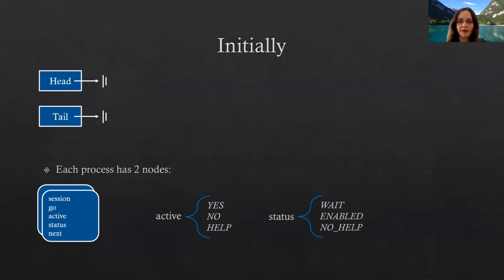Each node contains 5 fields. Session represents the session this process wants to attend. Go indicates if the process may enter its critical section or it must wait on it by local spinning. Active indicates if the node which represents a process's request is still active or may be released. Status indicates if the process is enabled to enter the critical section. And next, a pointer to the next node in the queue.